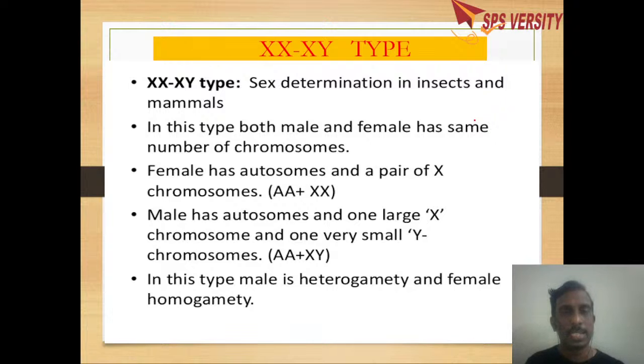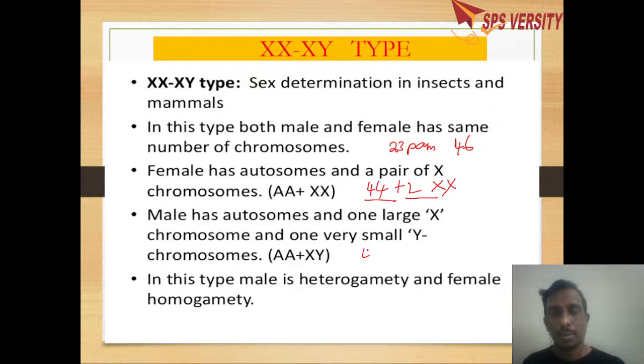And next we will come to XX and XY type of sex determination. So this is seen in mammals, if you take humans. In females, if you take humans, there will be a total of 23 pairs of chromosomes. 23 pairs means how much it will come total? 46. Out of 46, 44 will be autosomes and the remaining 2 will be sex chromosomes. So if you take female, it will have 2 X chromosomes. If you take male, 44 plus XY, 1 X chromosome and Y chromosome.